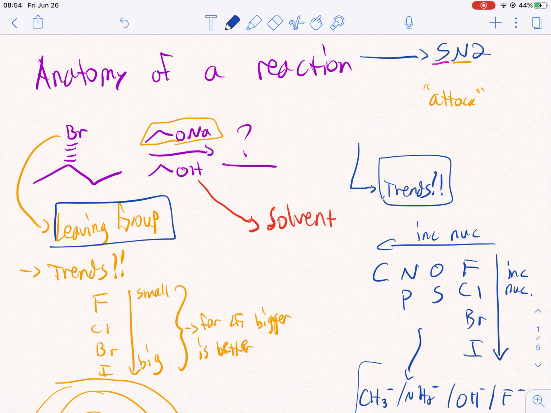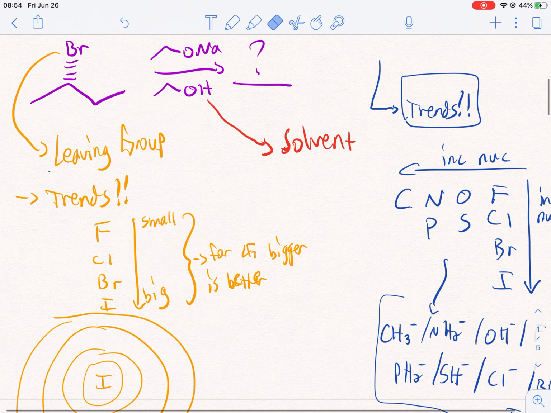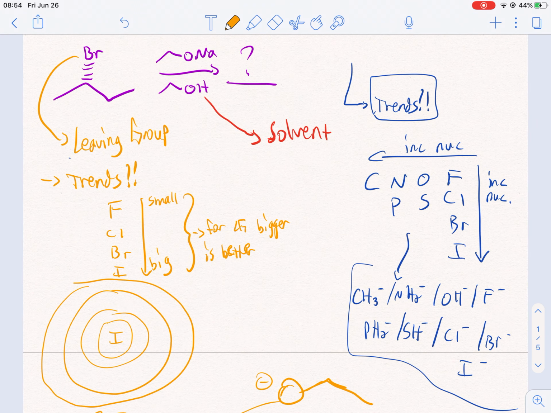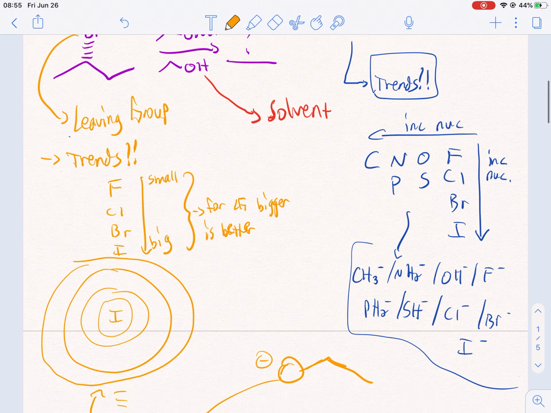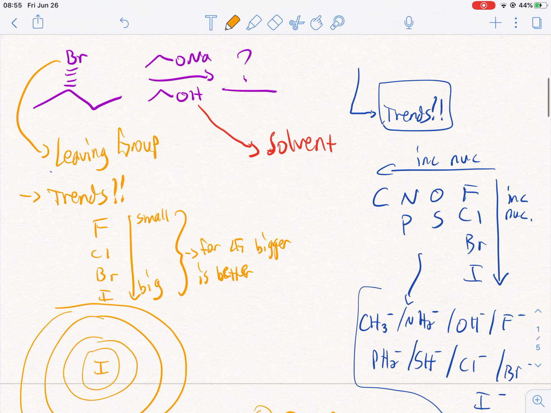Now the question is, how do you know what's going to happen? Okay, so before I answer that question, let's talk more about the leaving group because this is important, okay? I want to break down each part of these reactions so you guys can understand the roles they play, and then we're going to get into an actual problem. Because I feel like once you understand the roles they play, then you might be less confused about why certain things do certain things, okay?